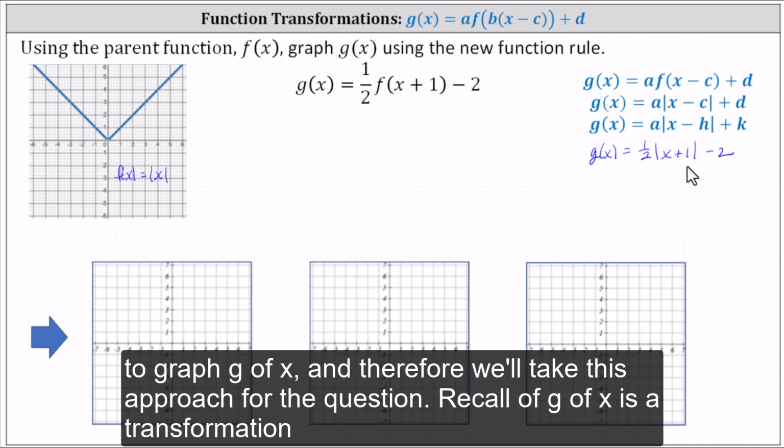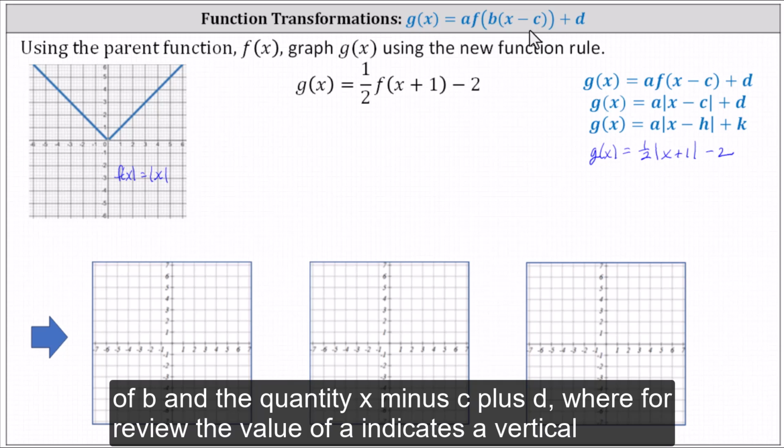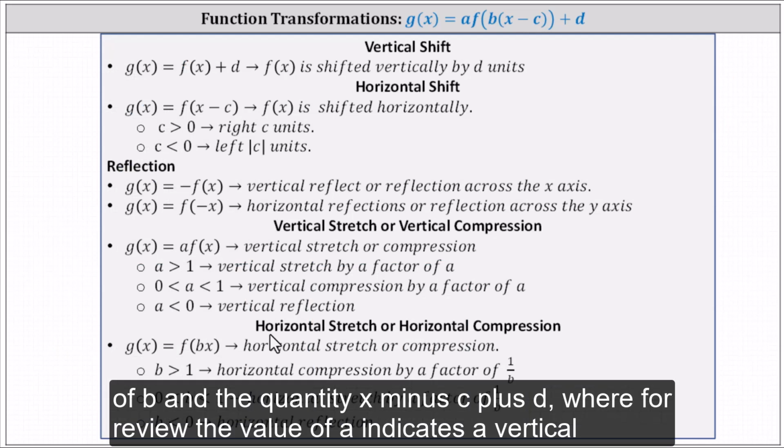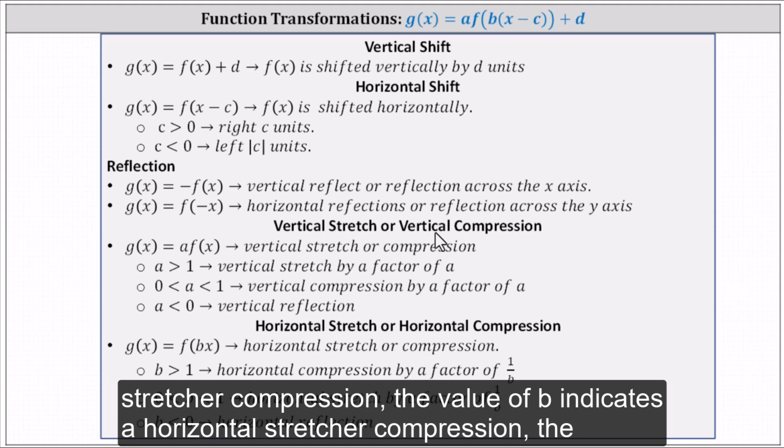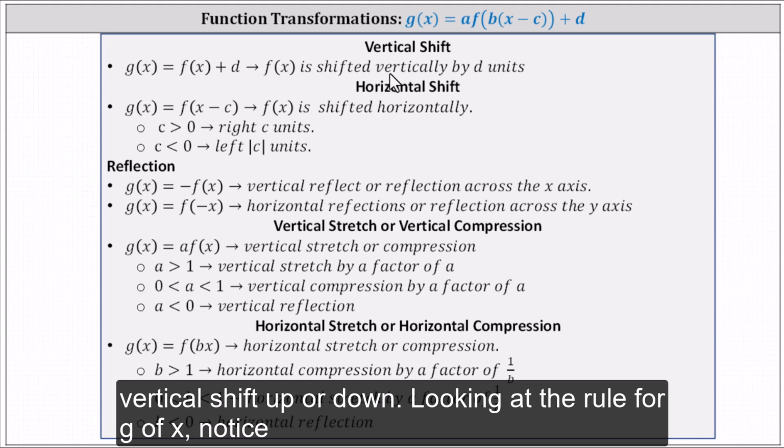Recall, if g(x) is a transformation of f(x), we can write g(x) in the form g(x) = a times f(b(x - c)) + d, where, for review, the value of a indicates a vertical stretch or compression, the value of b indicates a horizontal stretch or compression, the value of c indicates a horizontal shift, left or right, and the value of d indicates a vertical shift, up or down.